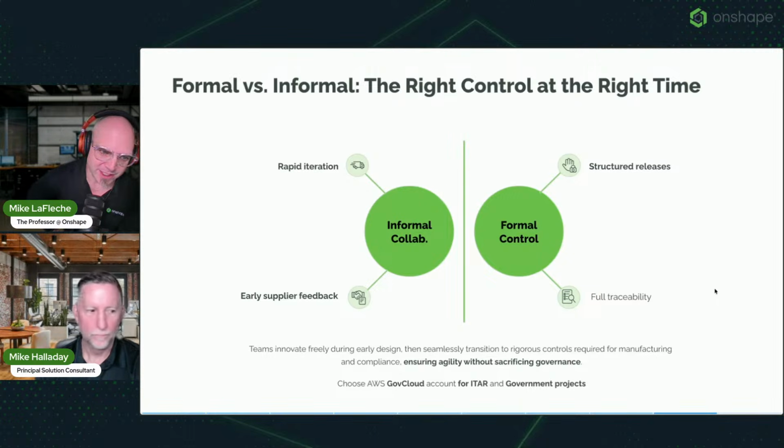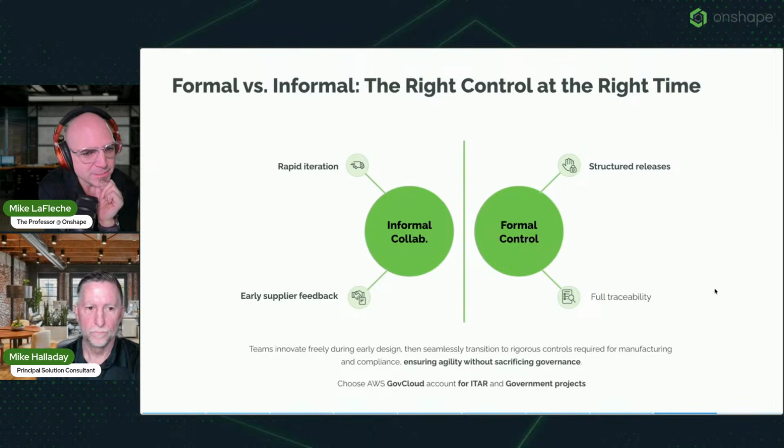That's where Arena PLM really shines, right? Formal control, structured releases with extremely deep, full traceability. I didn't mention that both of these systems work in commercial environments as well as controlled environments. Onshape runs on AWS, everything's hosted, and Arena is hosted as well. You can also get government versions of both of our offerings, and they both work together on that government offering.